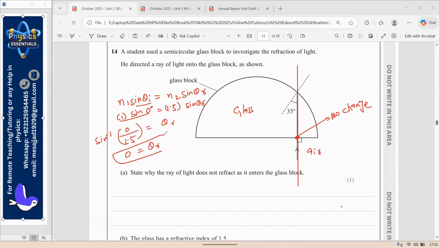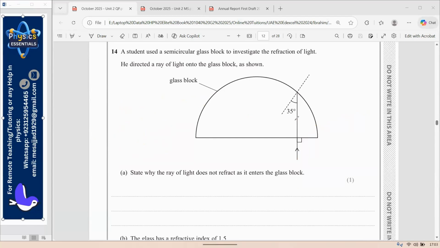So you can see that the angle of refraction is 0. It means the angle of incidence is 0, therefore the angle of refraction is also 0. And when the angle of refraction is 0, it means the light is not going to change its path, right? So for this one, you will just say that the light is entering along the normal.